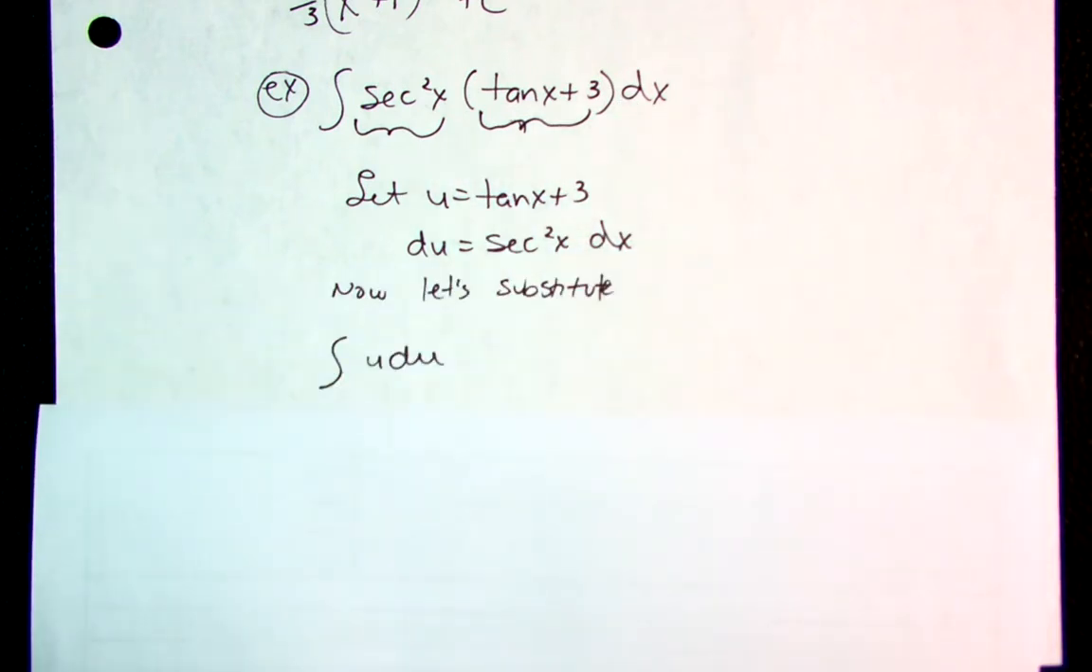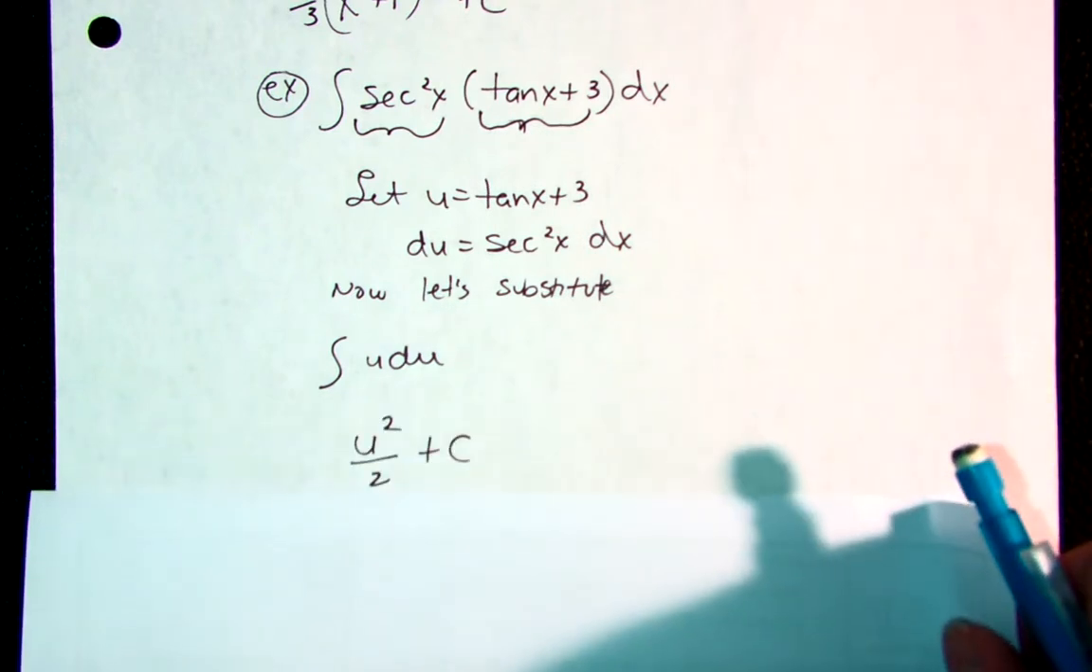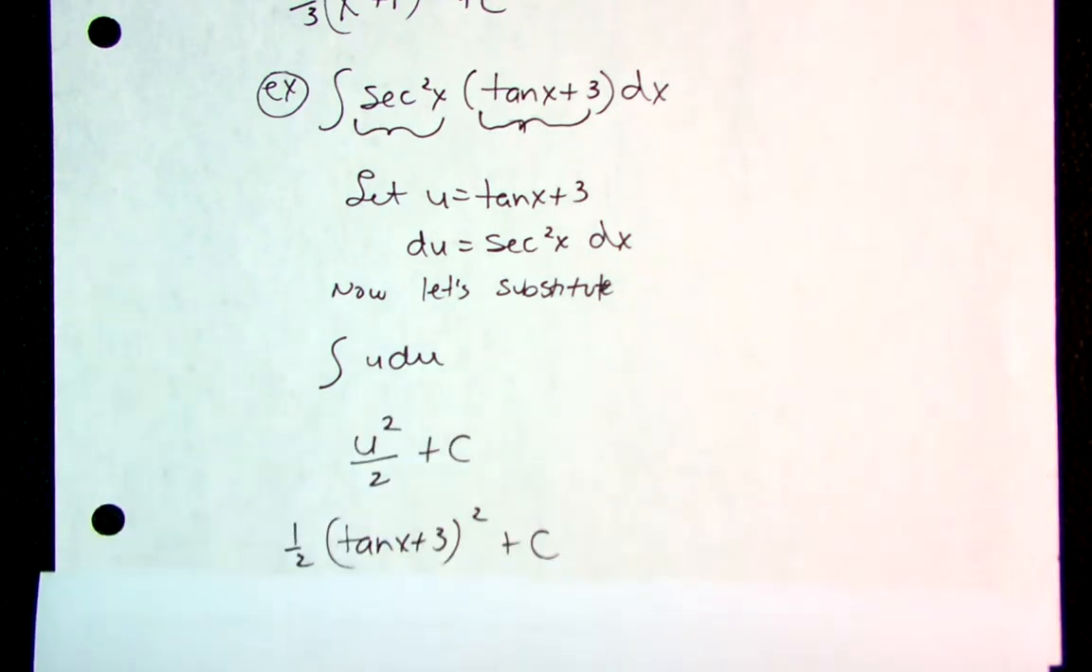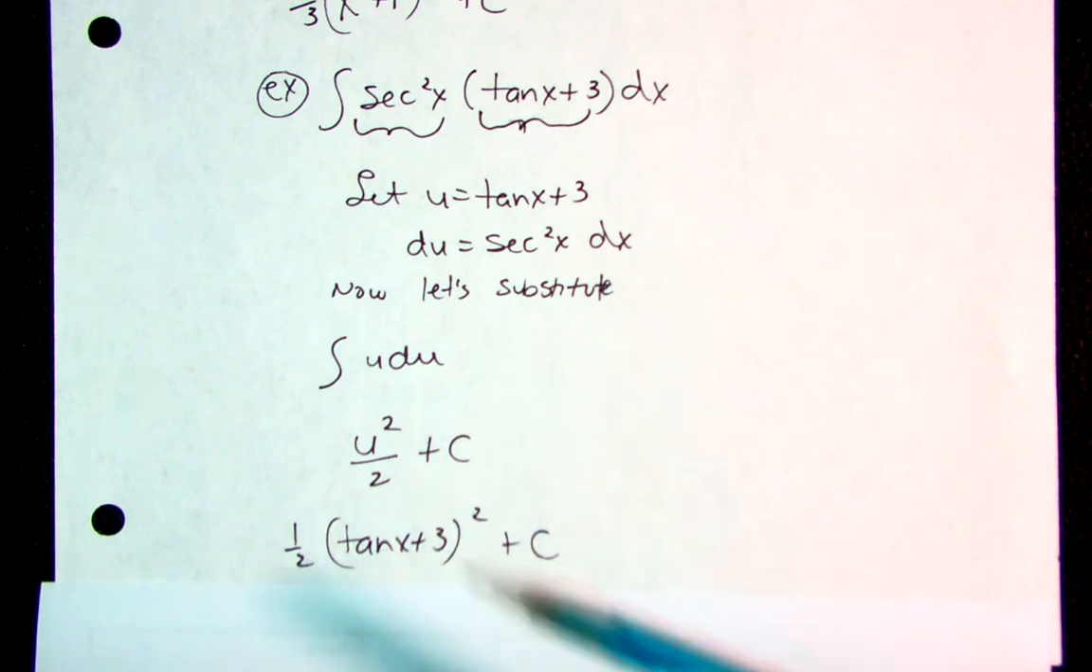Now we'll just integrate u du. And that's u squared over 2 plus c. And I go back and I put my u as tangent x plus 3. Done.